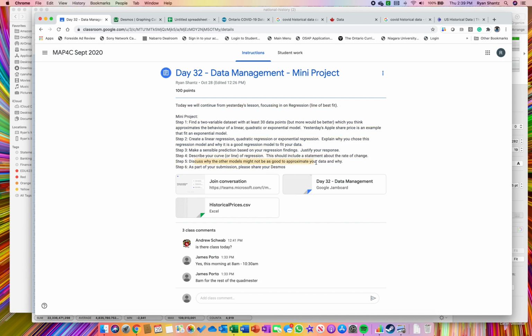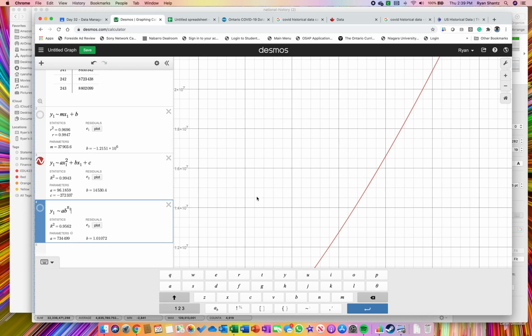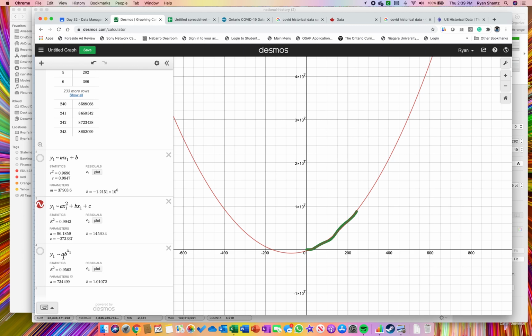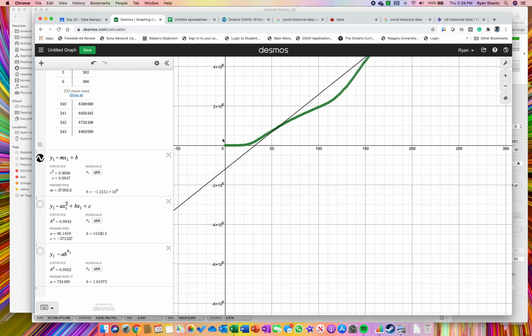Discuss why other models might not be as good to approximate your data, and why. So here I want you to talk about why a linear model and why an exponential model maybe aren't as good. Well, I think we can say the linear model, this black line, isn't good because it actually predicts that on day 10 there were negative 80,000 cases. That doesn't sound right. There were never a negative amount of cases on the 10th day.